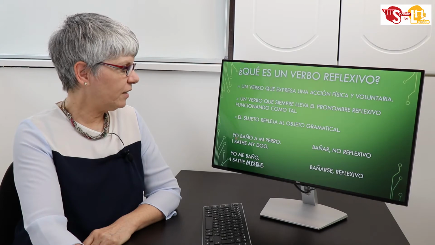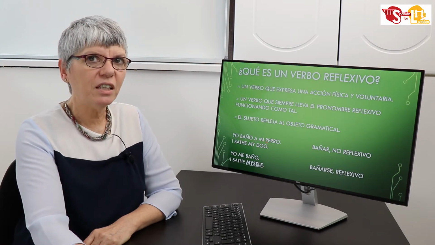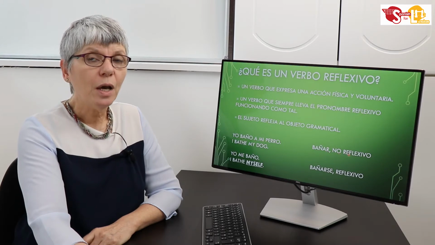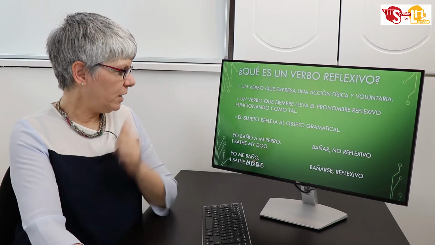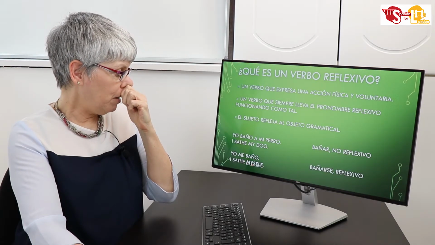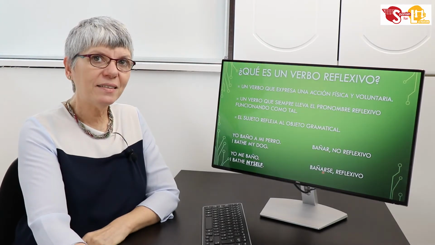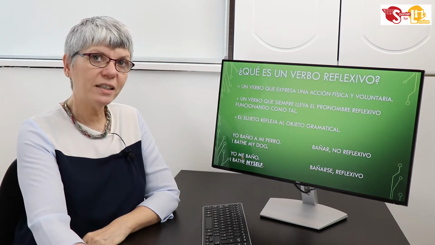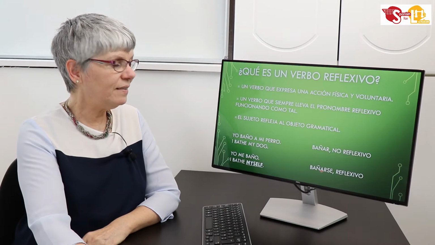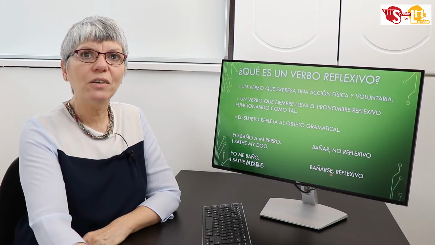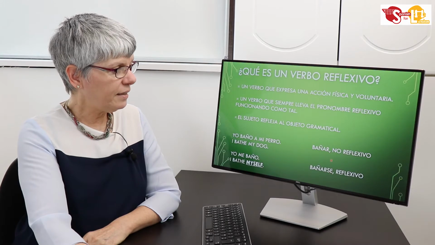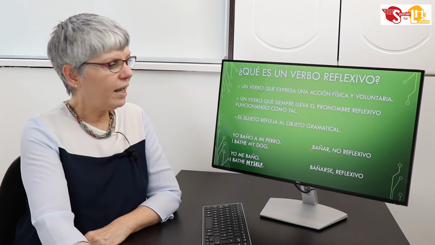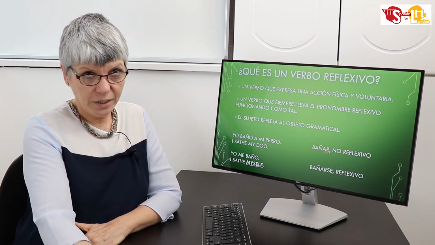So the subject and the object are different. That's why the verb is bañar, non-reflexive. But the same verb in yo me baño, I bathe myself, is reflexive because I bathe myself. The subject and the object are the same, and in this case the verb is bañarse, reflexive. Notice that in the infinitive form, a non-reflexive verb, as you know, ends always with ar, er, or ir.